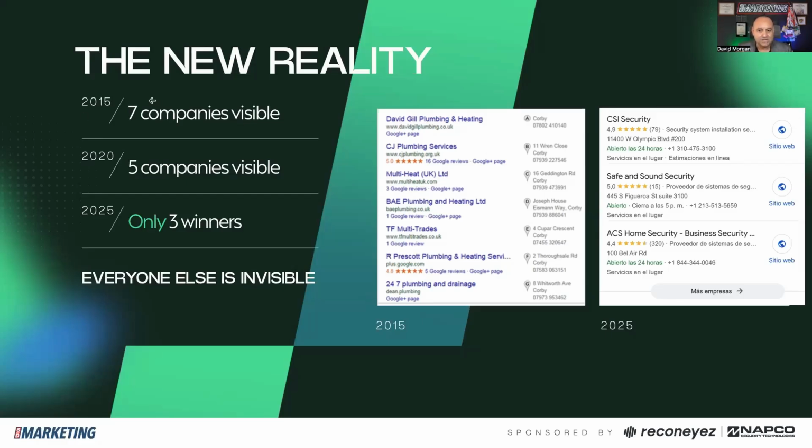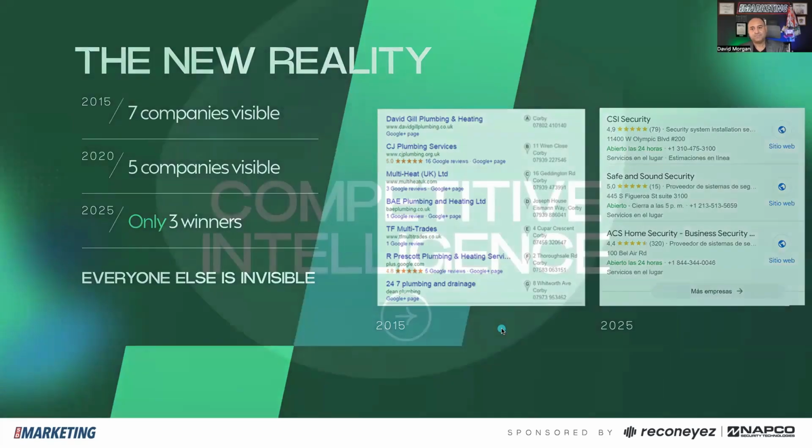The key here is that about 10 years ago, there were 7 companies that were visible. Then in 2020, it went from 7 to 5. Now in 2025, and if my memory serves me correctly, this happened last year or the year before, there are only 3 winners. What's tomorrow going to bring? I don't know. What I do know is that methodical and steady marketing wins the race. So today, we're only showing 3 once again.